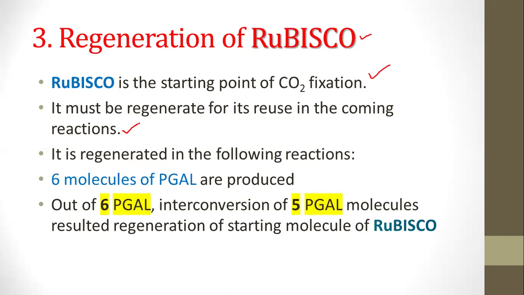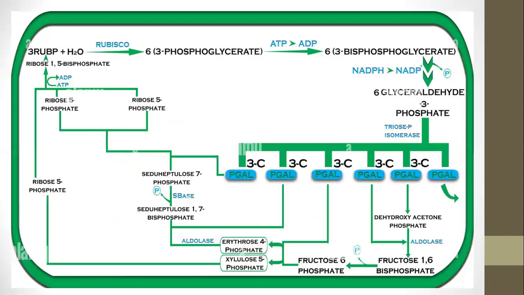The subsequent reactions of the dark reactions, the Calvin cycle, are based on the presence of the Rubisco enzyme, which is responsible for the fixation of the carbon dioxide with the ribulose bisphosphate. It is regenerated in the following reactions. During the different reactions, we can see in the next slide, the reactions of this phosphoglyceric acid production. The phosphoglyceraldehyde 3-phosphate.